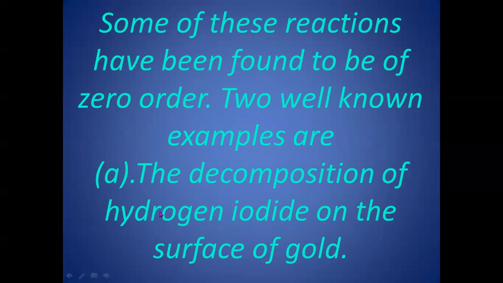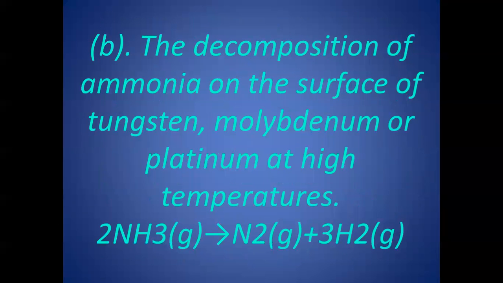Two well-known examples are, first, the decomposition of hydrogen iodide on the surface of gold. Hydrogen iodide is a gas, and its decomposition on the surface of gold is a heterogeneous reaction. Why? HI molecules will get absorbed on the surface of gold. HI is a gas and the surface is a solid. Therefore, it is again heterogeneous. So, it is an example which follows zero order.